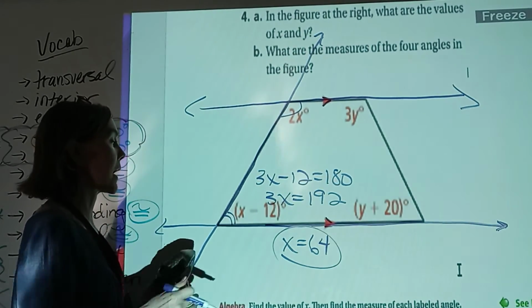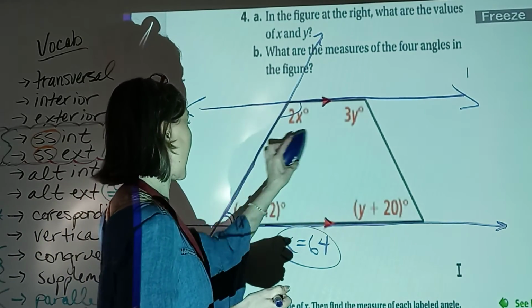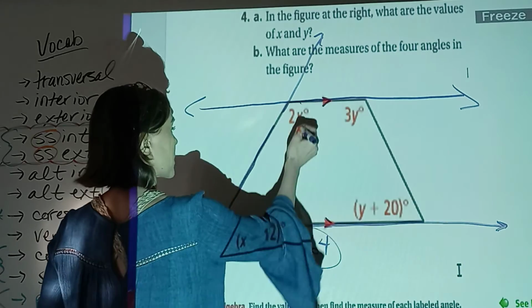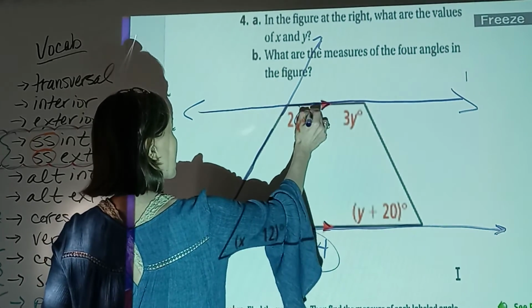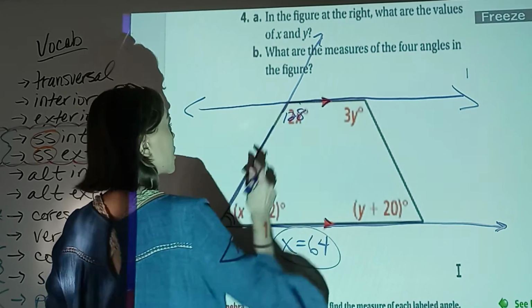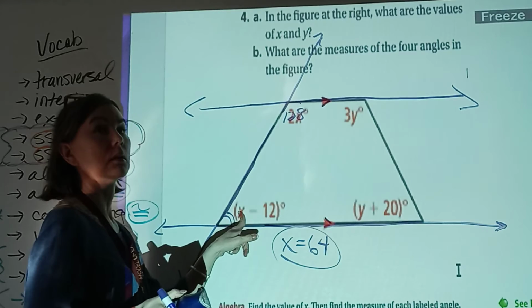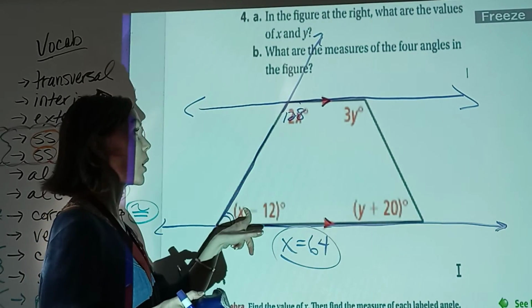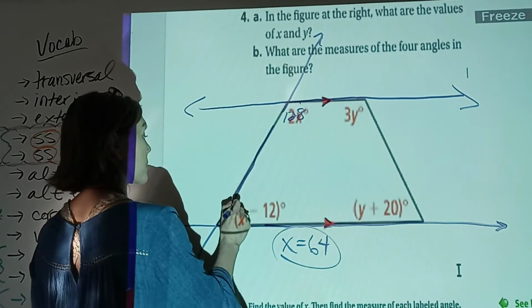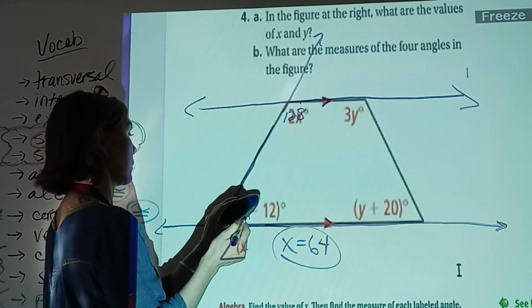So how do we find out the measure of these angles? Well, we just take it and plug it in. So 2 times 64 is what? 128. Okay, so this angle is 128. So if they're supplementary, how do we find the measure of this angle? 180 minus 128, or you can just plug in 64 here, and that would be 52.